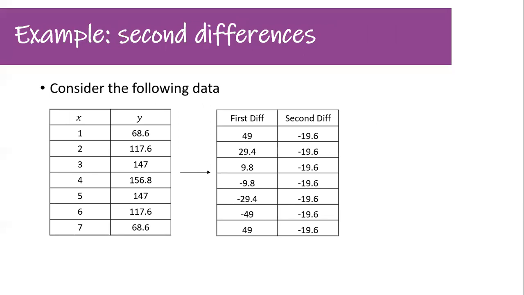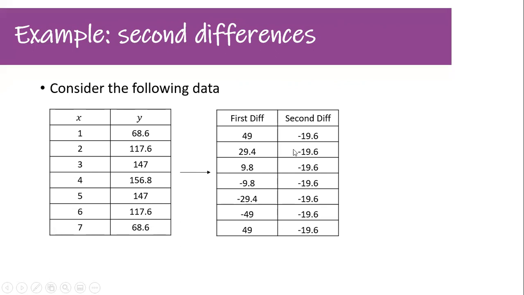So let's consider this data. We have different X values. We see the X is going up by 1 each time. And we have these different Y values. Our first differences are 49, 29.4, 9.8, and so on. We can see that those aren't anywhere really near constant, right? But our second differences will be these values, right?